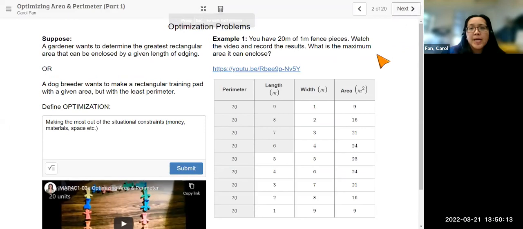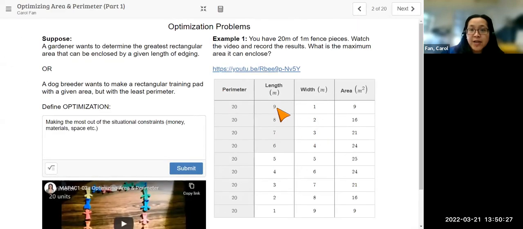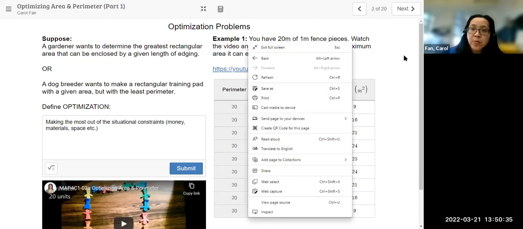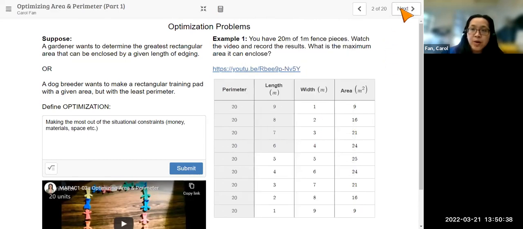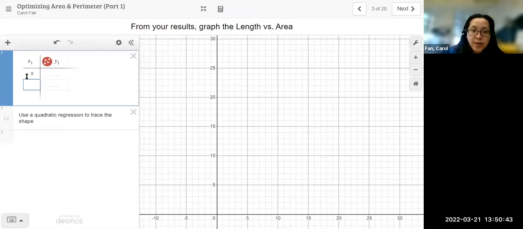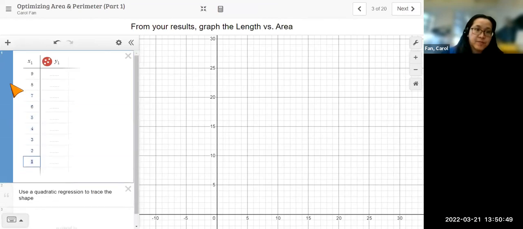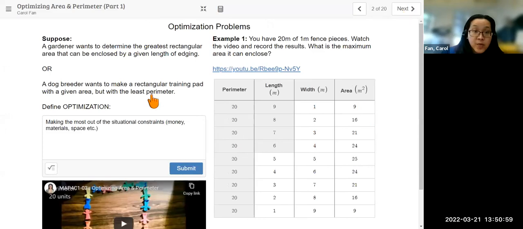Now, I'd like us to take the information that we have, and I want us to graph length versus area. Okay, so we have length, this second column here, and we have area, which is the last column. I'm just going to rewrite it into Desmos to see it as a graph. 9, 16, 21.